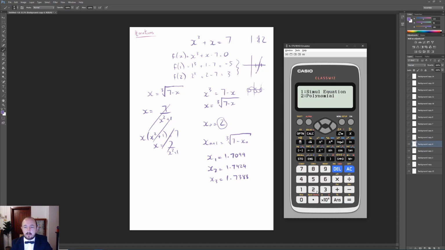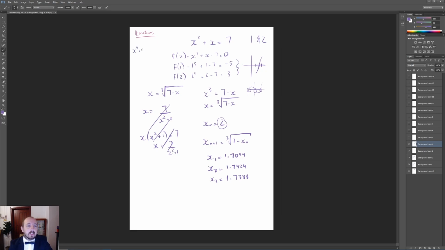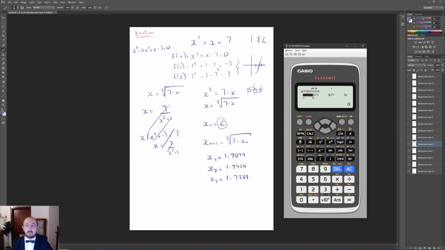We can go to the solve polynomial degree 3, and I'm going to rearrange this equation. So it's x cubed plus 0x squared plus x minus 7 equals 0, and we'll substitute those values in. So 1, 0, 1 and negative 7, like that. And you can see 1.739 is one of our solutions, and there's another 2 there. So 1.739 is what that solution would converge to if I kept iterating through as best as I could.